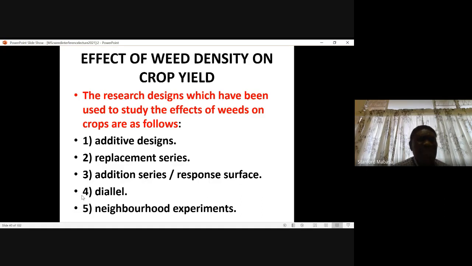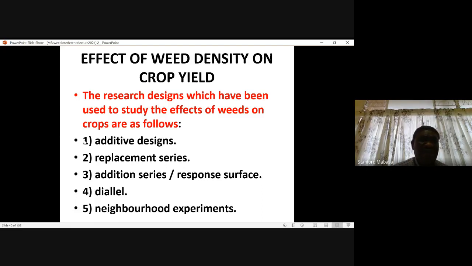We also have something known as the dialer. Now, the dialer can give us some information about the plant individuals. And this information may not be very useful for agronomists and breeders. There's also neighborhood experiments, which may also be useful.